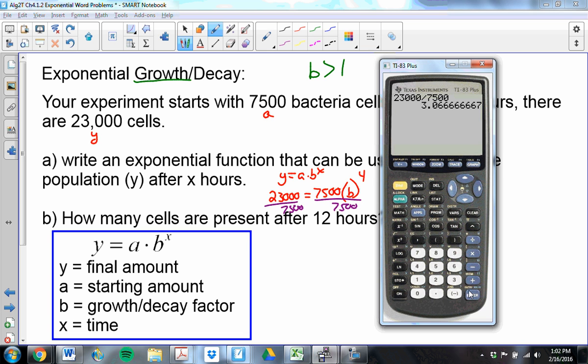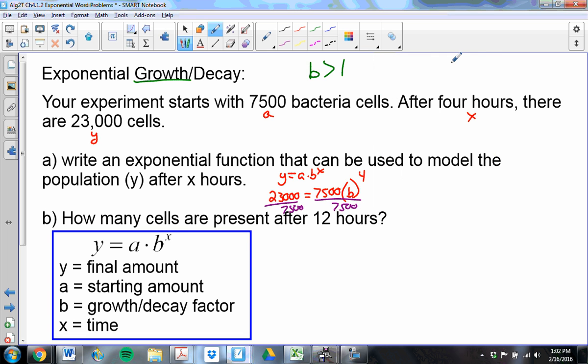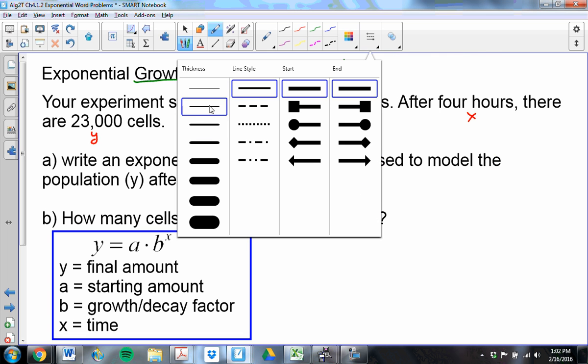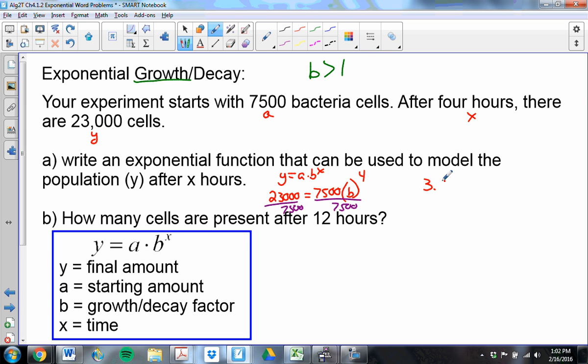is 3.06. Now you want to be as precise with these numbers as you can. This is a very common mistake in this chapter, in this material. You want that number to be as precise as you can because it actually really makes a difference. So the next thing I'm going to do is take a fourth root of both sides. And when I take a fourth root, that undoes the fourth power.